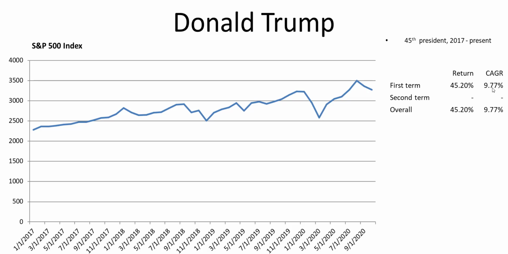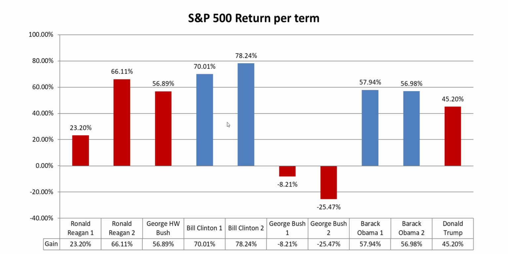On the last chart, I put together all the S&P 500 returns for each presidential term for the last 40 years. As you can notice, with the exception of George Bush's terms, all the presidents have positive returns, ranging from 23.2% for the first term of Ronald Reagan to 78.24% for the second term of Bill Clinton. In conclusion, from my point of view, it doesn't matter what the affiliation of the next president will be, since both Republican and Democratic presidents have similar positive returns.